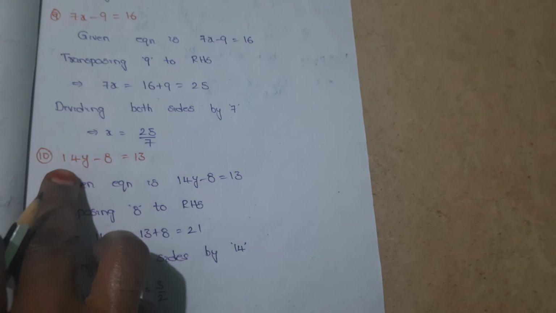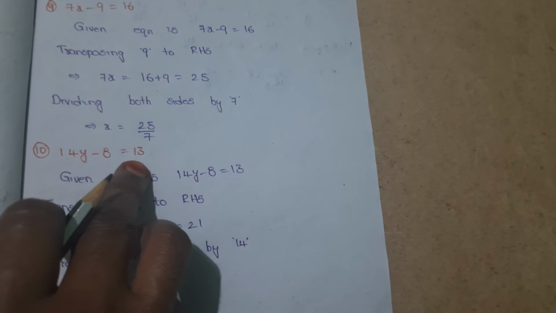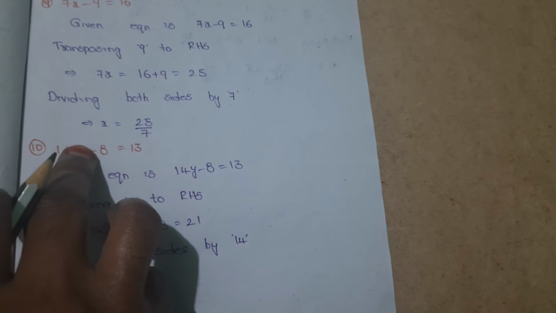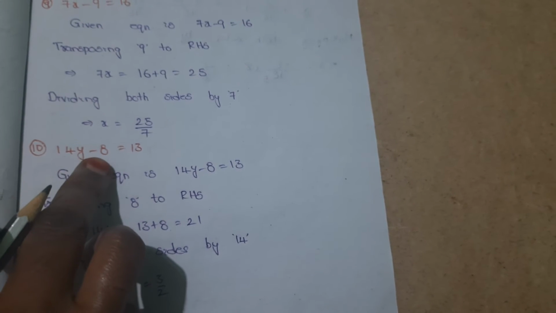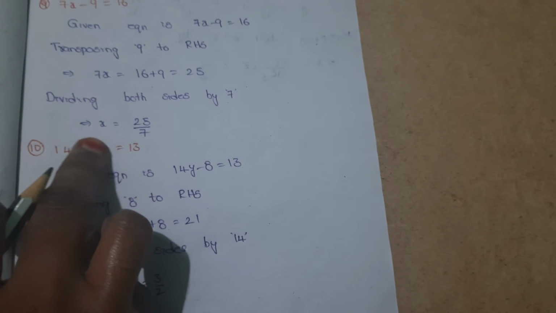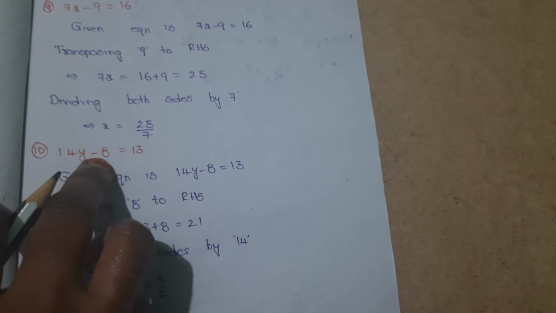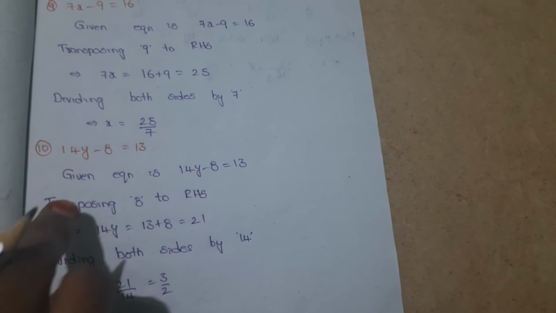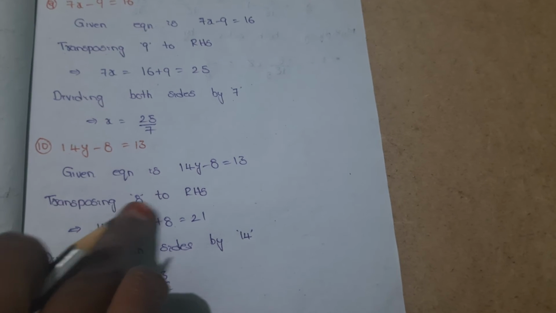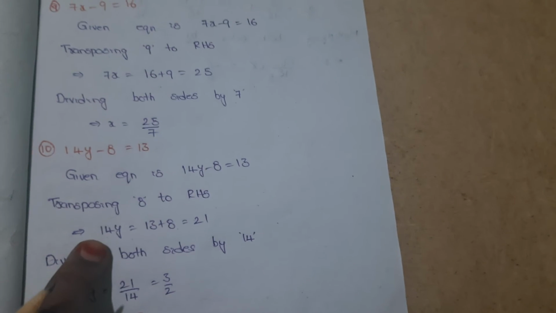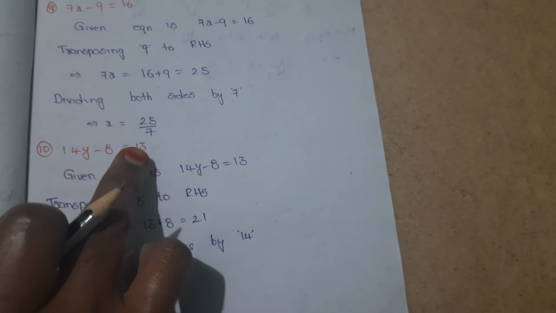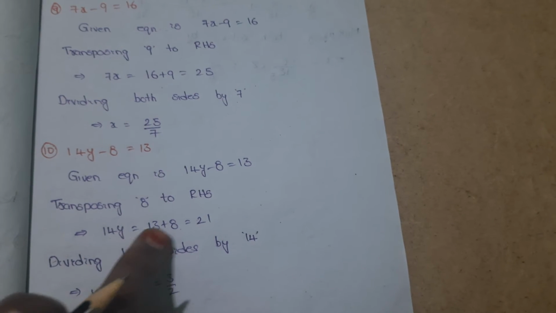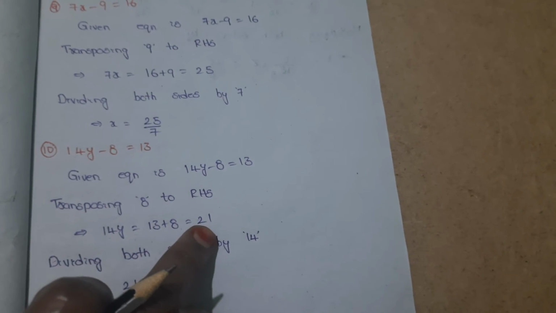Next, another question: 14y minus 8 is equal to 13. Now we are going to find out the value of y. In this equation, first we transpose 8. First we should transpose the numbers which are added or subtracted in the equation. So we transpose 8 to the RHS. That is, it becomes 14y is equal to 13, and here minus 8 becomes plus 8. 13 plus 8 is equal to 21.